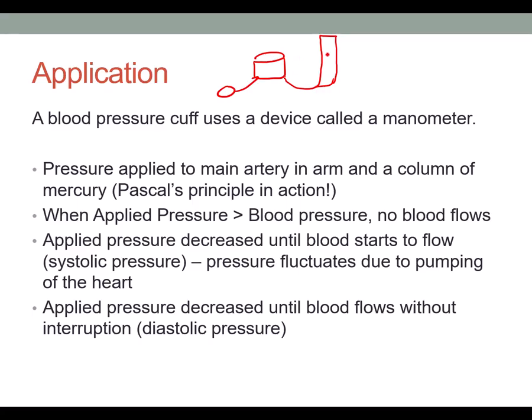Okay? The point where that first starts is called the systolic pressure. And then they keep decreasing the applied pressure in the cuff. And basically, they do it until that fluctuation in the mercury stops, so they no longer see it going up and down. And that is your diastolic pressure. Okay, that completes this unit. And in the next unit, we are going to be discussing Archimedes' principle.